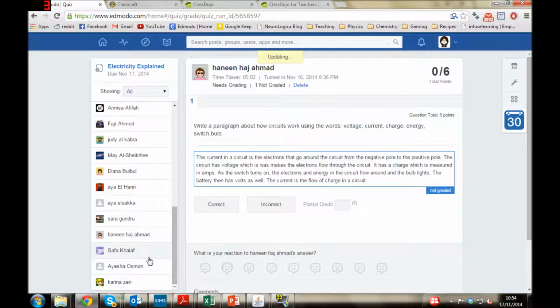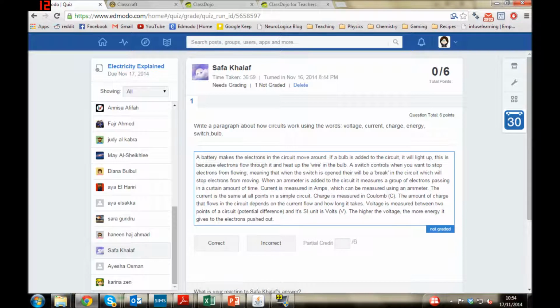On to Sapphire's. If it ever loads. Wow, loads. Taking 36 minutes to do this. Good job, Sapphire. A battery makes the electrons in the circuit move around. Yes. If a bulb is added to the circuit, it will light up. This is because electrons flow through it and heat up the wire in the bulb. Yeah, really good. Well done.